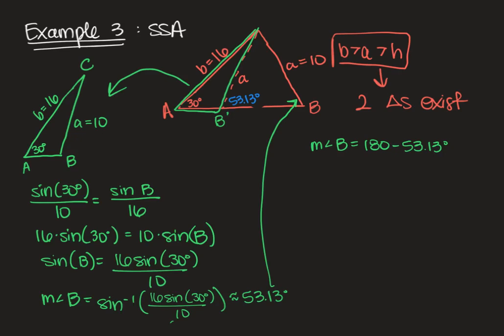And so when we put that into our calculator, we get the measurement of B prime, which I notice now that I still wrote as B. Measurement of B prime is approximately equal to 126.87 degrees. So that angle in there.